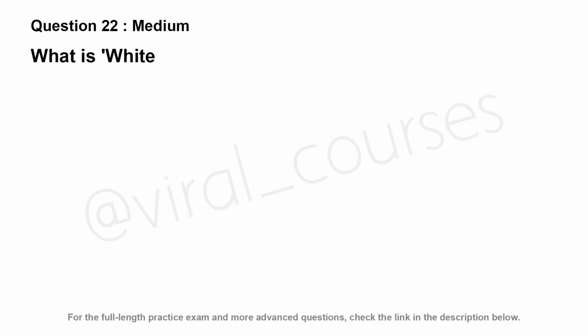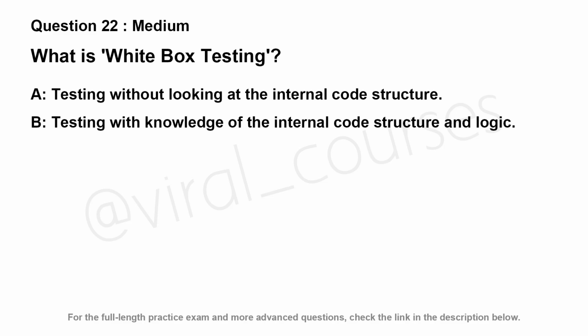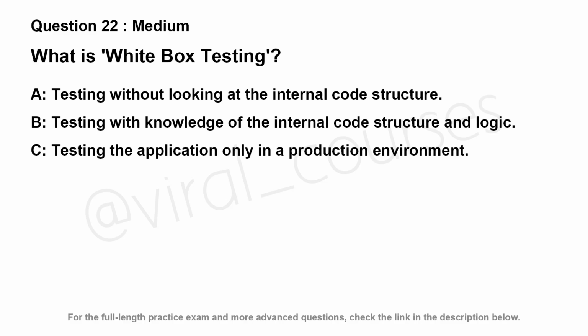What is white box testing? Option A, testing without looking at the internal code structure. Option B, testing with knowledge of the internal code structure and logic. Option C, testing the application only in a production environment. Option D, testing only the CSS styles.